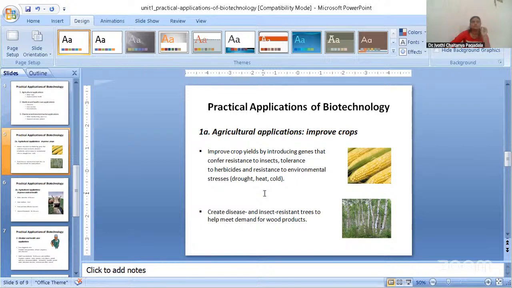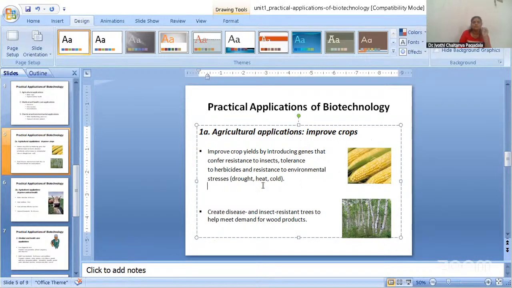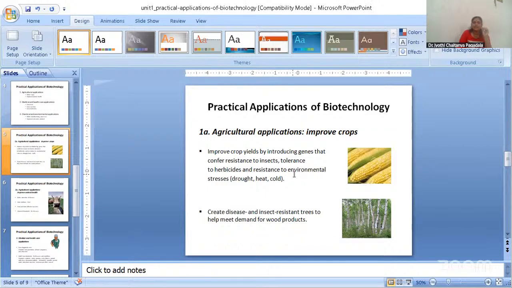In agricultural applications, improved crops like corn improve crop yields by introducing genes that confer resistance to insects, tolerance to herbicides, and resistance to environmental stress like drought, heat, and cold, and create disease and insect resistant trees to help meet demand for wood products.